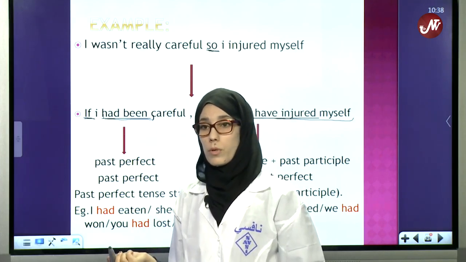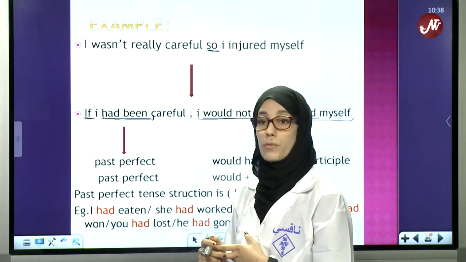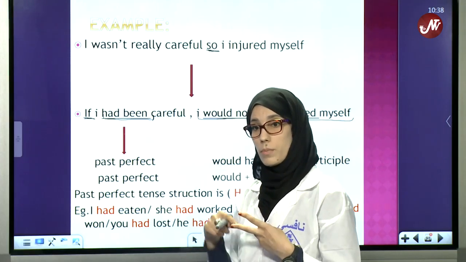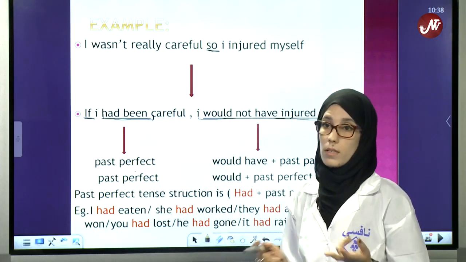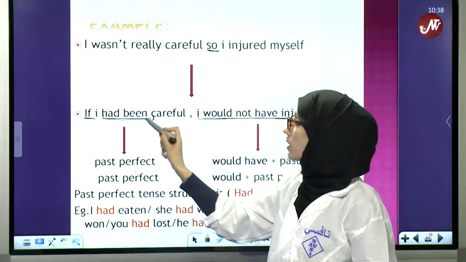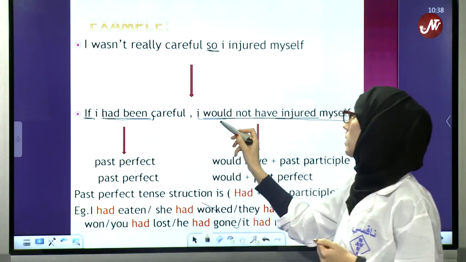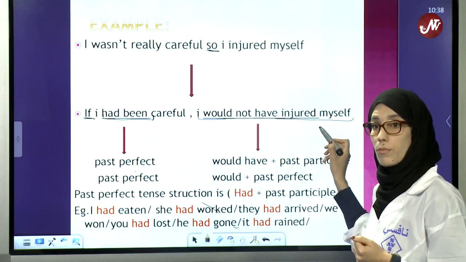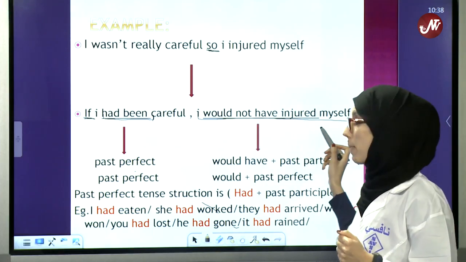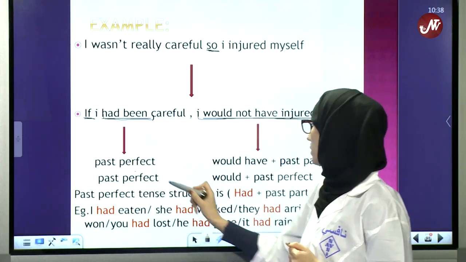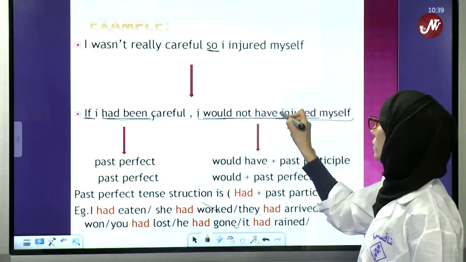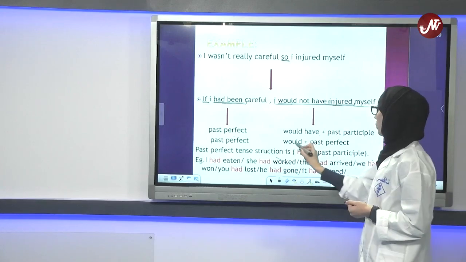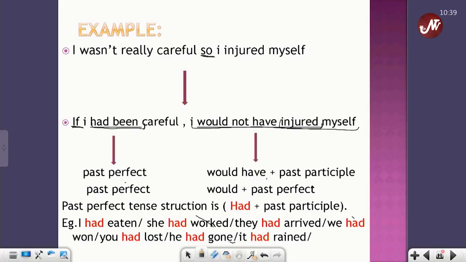And we use the past perfect for what? Great. We use the past perfect for two actions in the past, one happened before the other. The first action we use the past perfect, and the second action we use the past simple. Here, if I had been careful, so this is in the past, I wouldn't have injured myself. This is would have plus past participle of the verb. The past participle of the verb is injured.